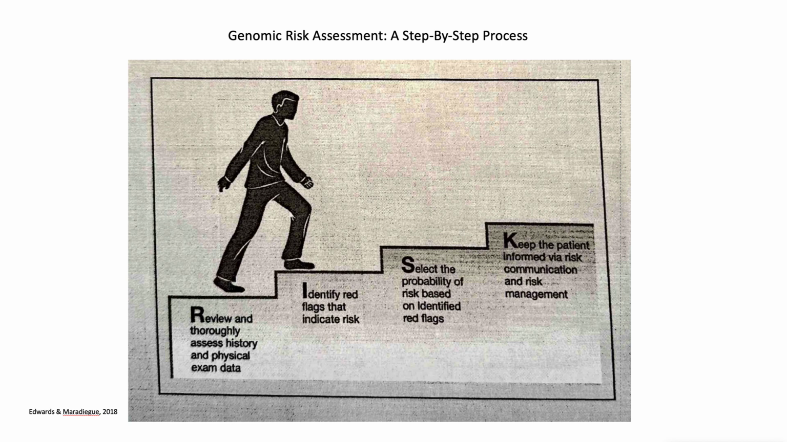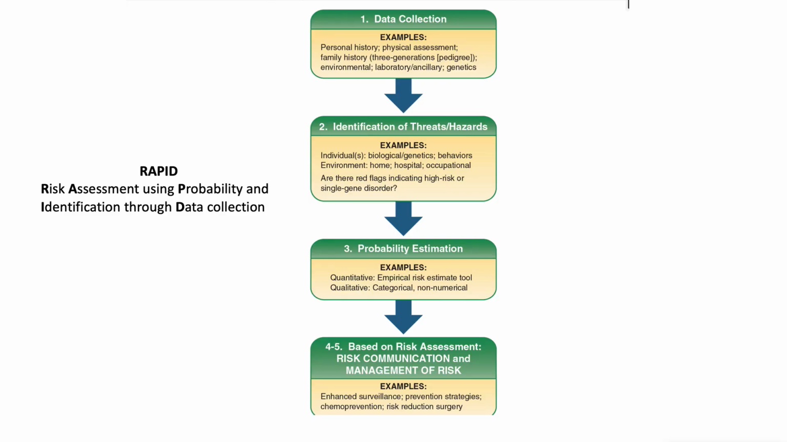In the next slide, you'll see the one that the book presents, called Rapid Risk Assessment Using Probability and Identification Through Data Collection. It's pretty much the same model, a little more detail here. So the first part is data collection, and it's a personal history, a physical assessment, the family history with 3 generations to form the pedigree, environmental, laboratory ancillary, and genetics data.